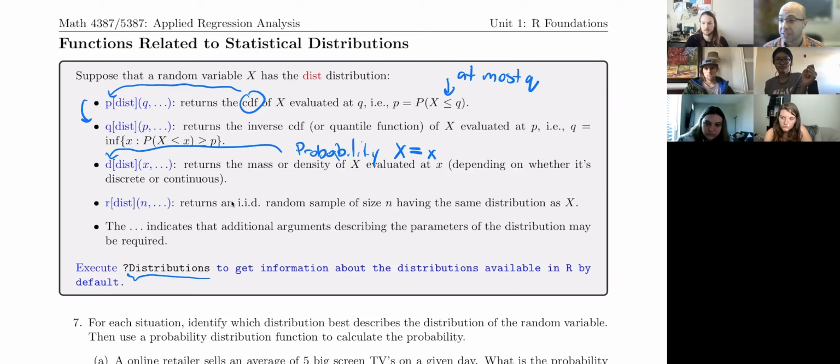So that's the default for how R works: you use a P, a Q, a D, or an R as the prefix. Then you indicate the distribution that X is from, and then you indicate some parameters for that distribution and some indicated value of X that you might be interested in.